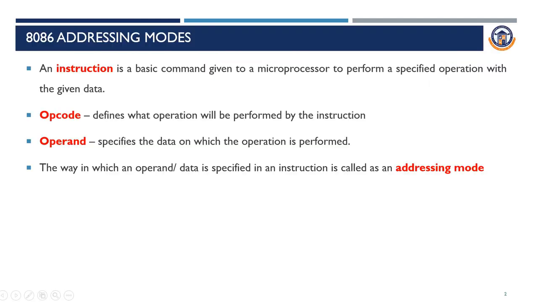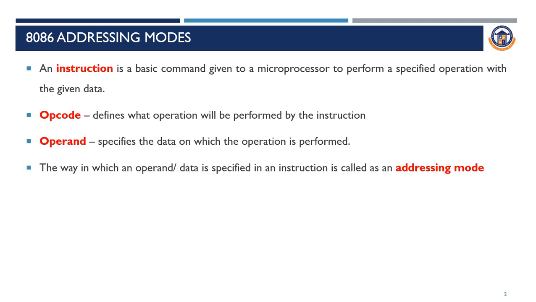So first of all, what is meant by addressing mode? Before that, we need to know that in an instruction we specify two things: opcode and operand. What is meant by opcode? It defines a specific operation that is performed by the instruction. So an instruction is a basic command given to the microprocessor to perform a specific operation. Then what is meant by operand? Operand is the data on which the operation is performed.